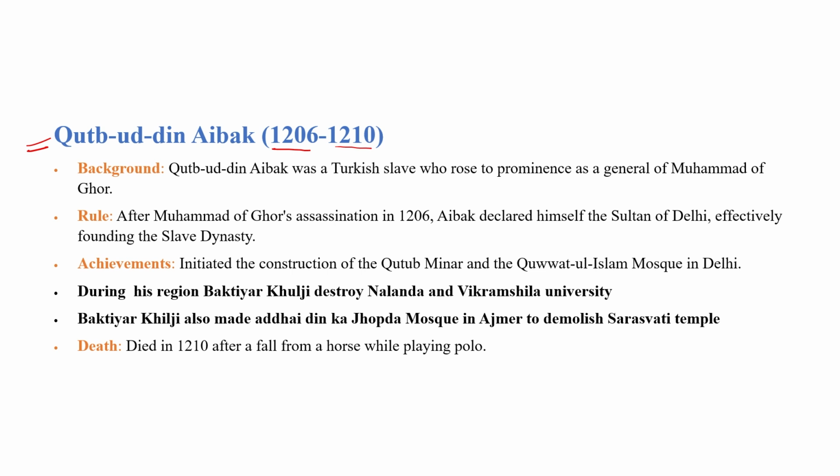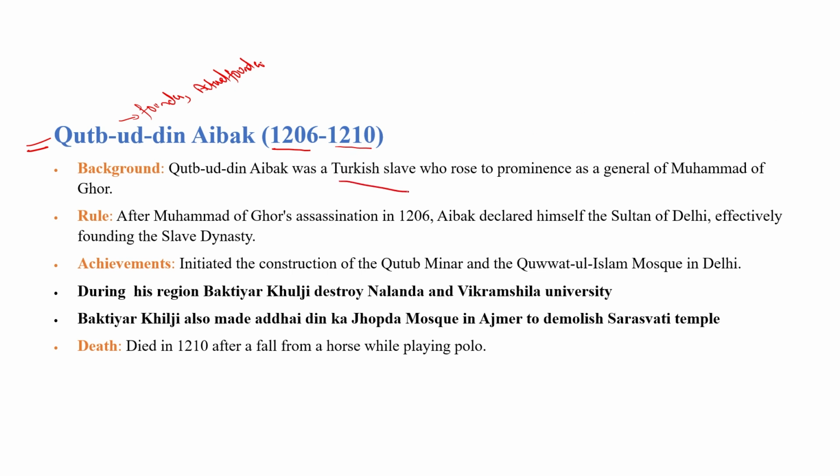As after the death of Muhammad Ghori, Qutbuddin Aibak became ruler, that's why he is known as the founder and actual founder of slave dynasty. So he's known as both. He is the founder of the slave dynasty as well as the actual founder. As he started slave dynasty, during the time of Qutbuddin Aibak, slaves also spread over India.